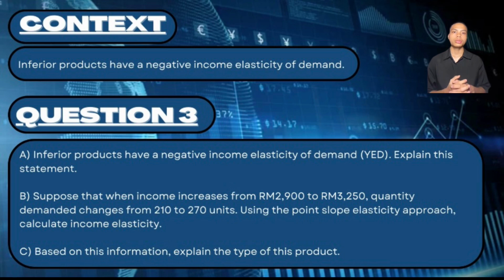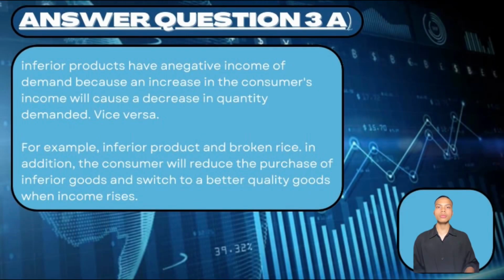It is calculated to determine the type of the particular goods, whether it is an essential, normal, luxury, or inferior good. For question number 1, inferior products have a negative income elasticity of demand because an increase in the consumer's income will cause a decrease in quantity demanded, and vice versa. For example, an inferior product is broken rice. In addition, the consumer will reduce the purchase of inferior goods and switch to better quality goods when income rises.